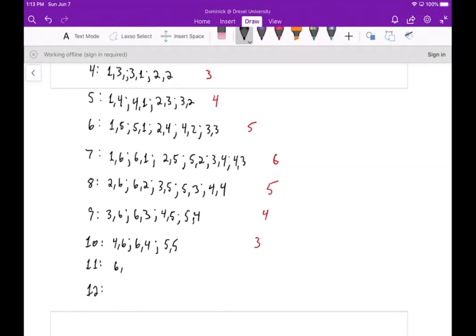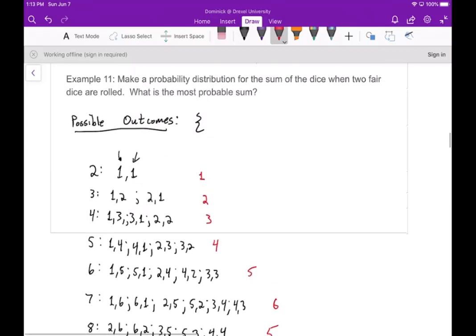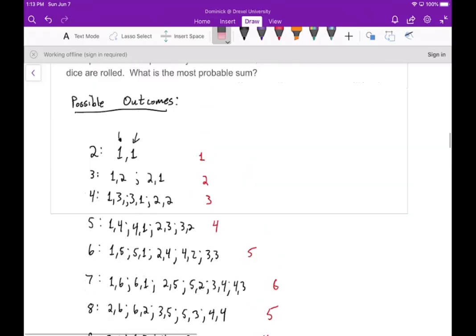For 11, we could have 6 and 5, or 5 and 6. And for 12, the only way we could get that is both 6s. So that's 1. Right? So that's sort of everything that's coming out. And I know that I said I wouldn't list all the outcomes, but I ended up doing that anyway.